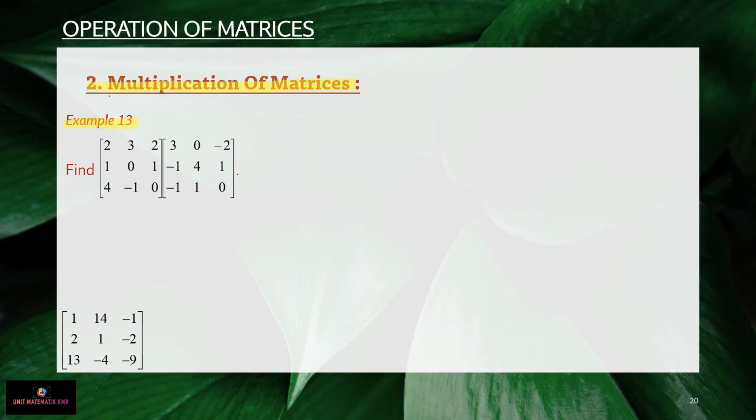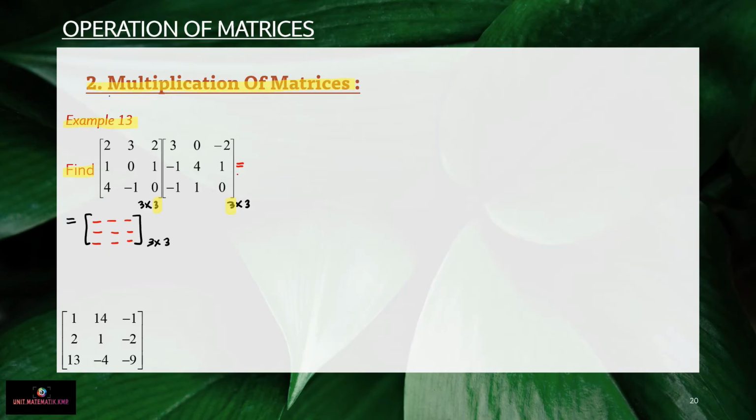Example 13. The question is we want to find the multiplication of these two matrices. First of all, let's start to write the order of each matrix. So here is 3 by 3. This one is 3 by 3. So the column and the row here are the same. That means that our answer must be in the order of 3 by 3. So if it is 3 by 3, you should know that you will need these 9 elements.